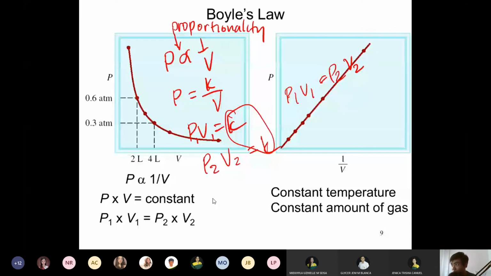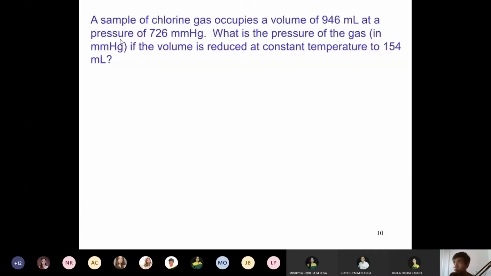Okay, so that's it. Let's have some examples. So, a sample of chlorine gas occupies a volume of 946 ml at a pressure of 726 millimeter mercury. What is the pressure of the gas?